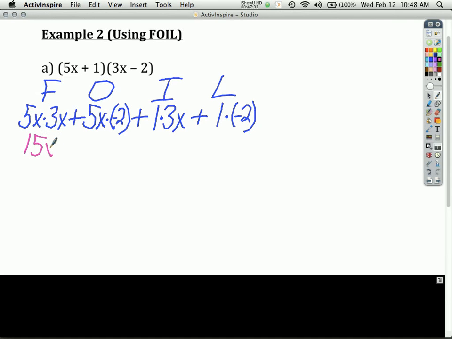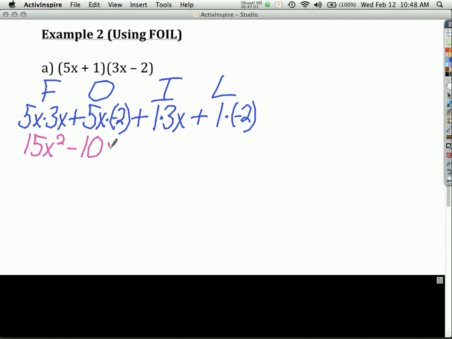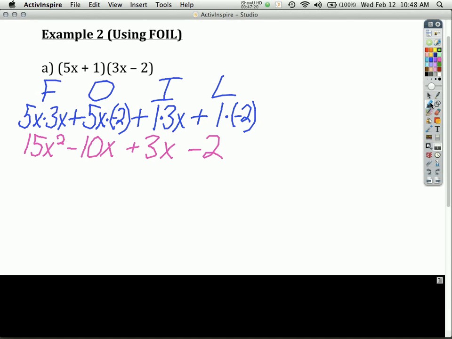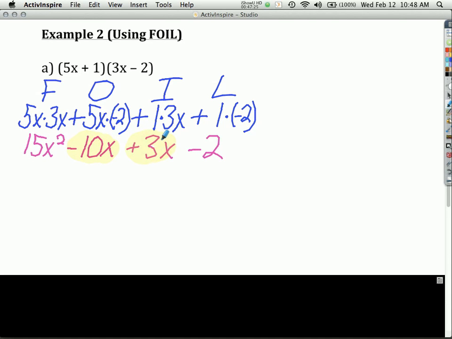So we've got 15x squared. We've got negative 10x. We've got 3x. And we've got negative 2. Here is the extra benefit of FOIL. Look at the two terms in the middle, the O and the I's. These two terms will usually, not always, but usually come out to be like terms. So you don't have to search for them. In fact, some of you are going to get so good at it that you will mentally be able to do both steps in one shot. Some of you, not everyone.